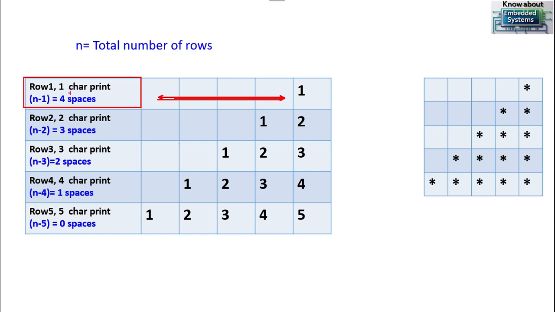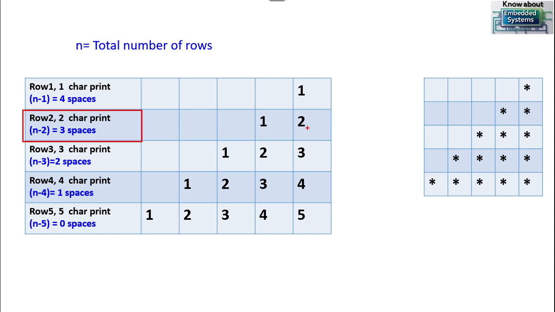I have explained it very clearly here. In row 1 I want to print one character, and you can see 4 spaces I need to leave. That means first I have to print 4 spaces, and in the 5th position I want to print my character. This logic is applied for all the rows. In the second row I want to print 2 characters, 1 and 2, and I need to print 3 spaces here. Similar to that it goes on.